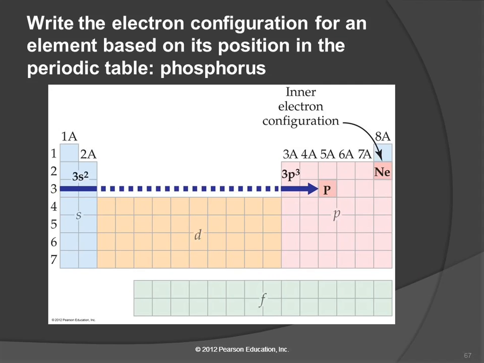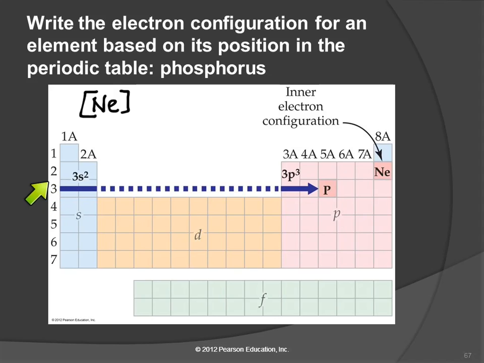And I kind of jumped ahead and already did this, but write the electron configuration for an element based on its position in the periodic table, looking at phosphorus. So here's phosphorus. The inner electron configuration can be represented by the previous noble gas. So neon, let's see if I can write. So neon is the previous noble gas. And then, following this arrow, what's after neon?